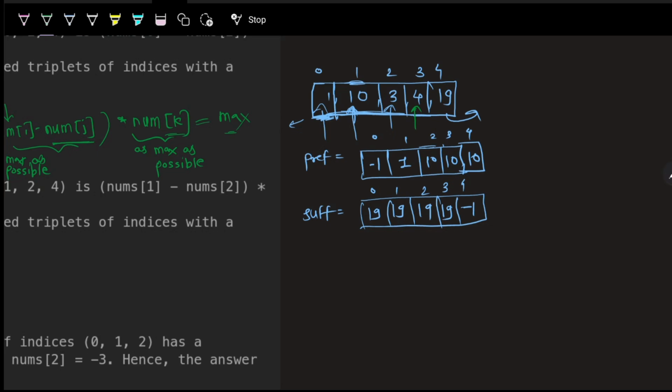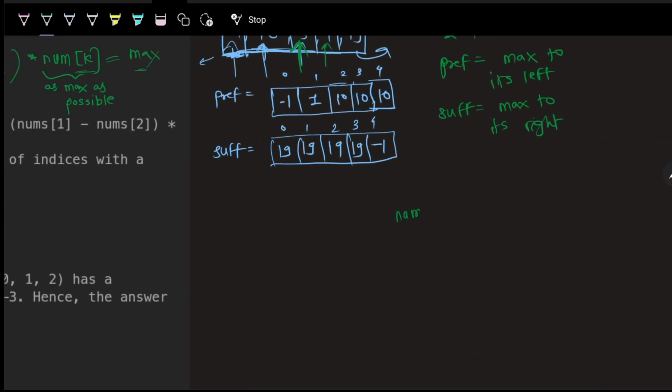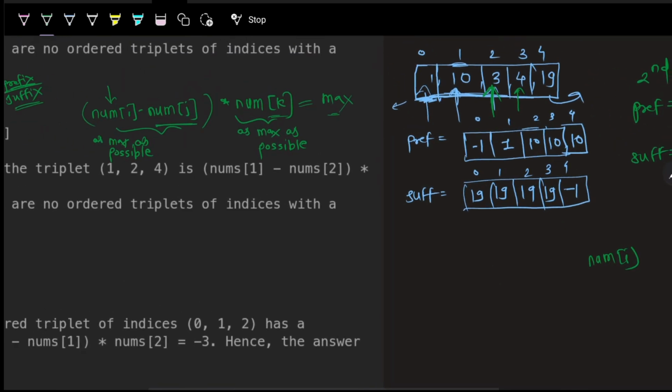So if I am at any index, for example the second index, then prefix will give me the max to its left, and suffix will give me the max to its right, and this is what we want, right? So if I'm at any index j, I want nums[i] to be as max as possible, and nums[k] also as max as possible. I will just take the maximum for each step, whichever gives me the maximum solution.